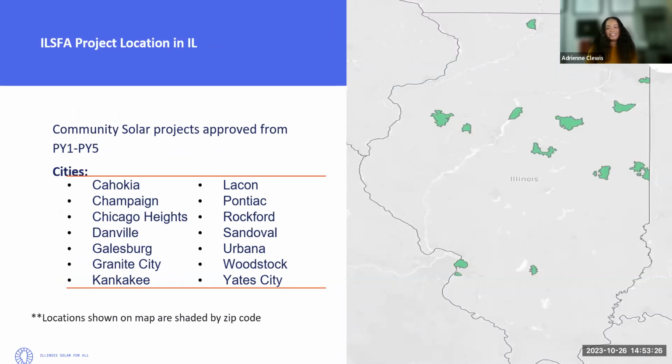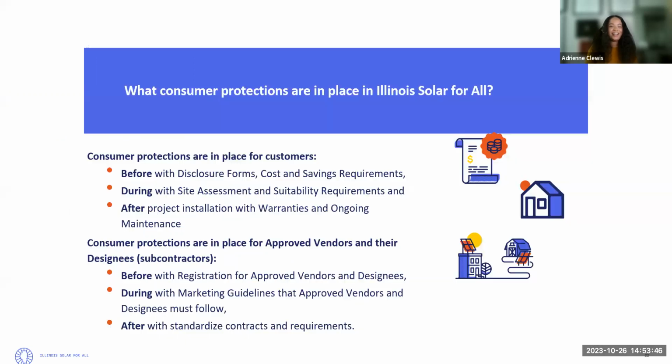And then we also wanted to give you a visual representation of our solar projects in Illinois. So here on the map, we have all of our ILSA community solar projects across the state. And the shaded areas are the project locations by zip code, and we also included the cities which they are located in. You can go to the next slide. Now hand this over to Jen.